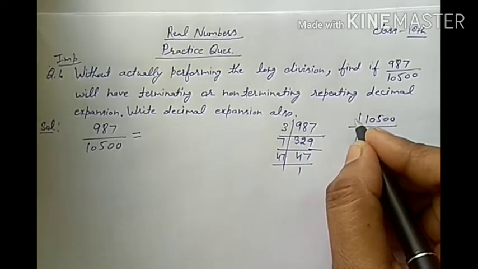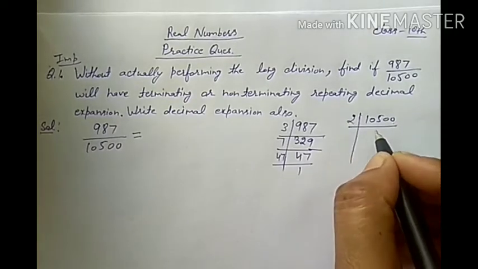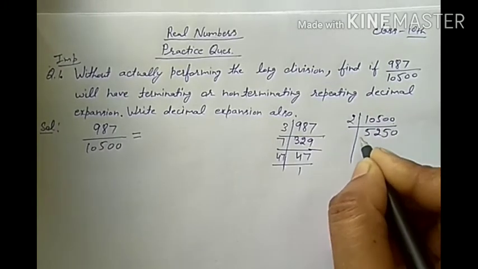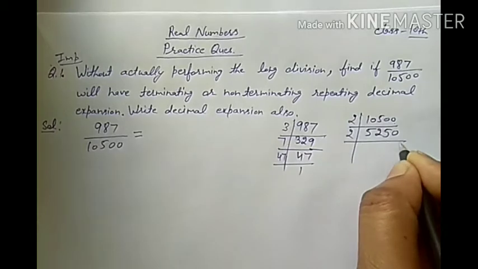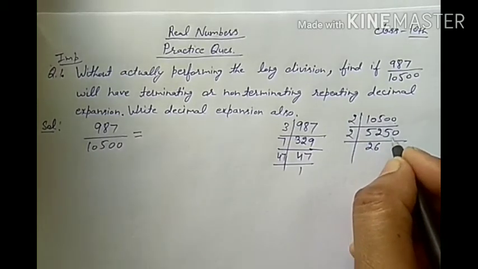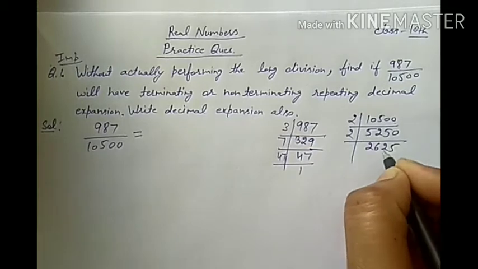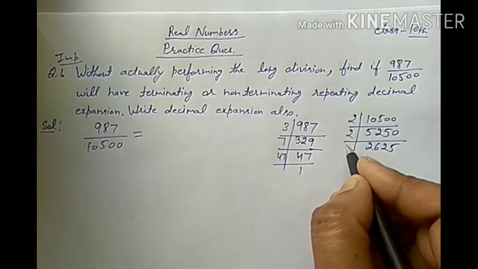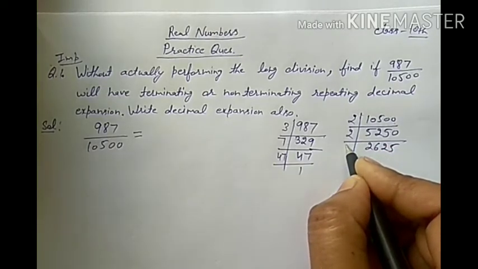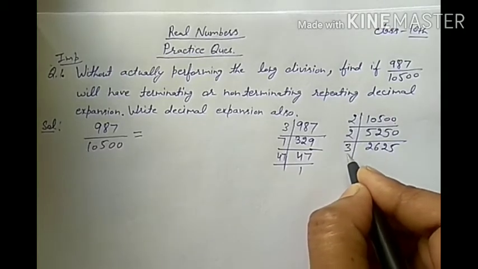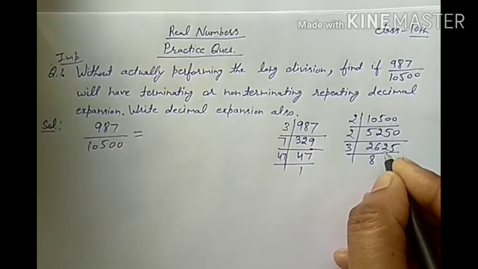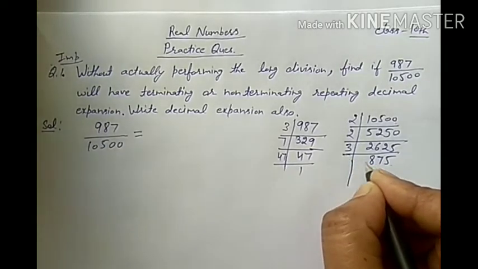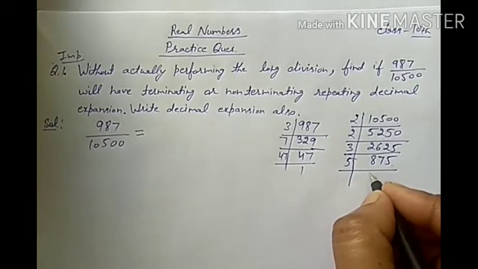Let's see. The last digit is 0, so it is divisible by 2. 2 fives are 10, 2 twos are 4, 2 fives are 10, 0. Again by 2, 2 sixes, then 2 fives. Now it is not divisible by 2. 8 and 7 is 15, so it is divisible by 3. Yes. 3 eights are 24, 3 sevens are 21, 3 fives are 15. Now 8 plus 7 is 15, 5, 20, not divisible by 3. So 5. 5 ones are 5.